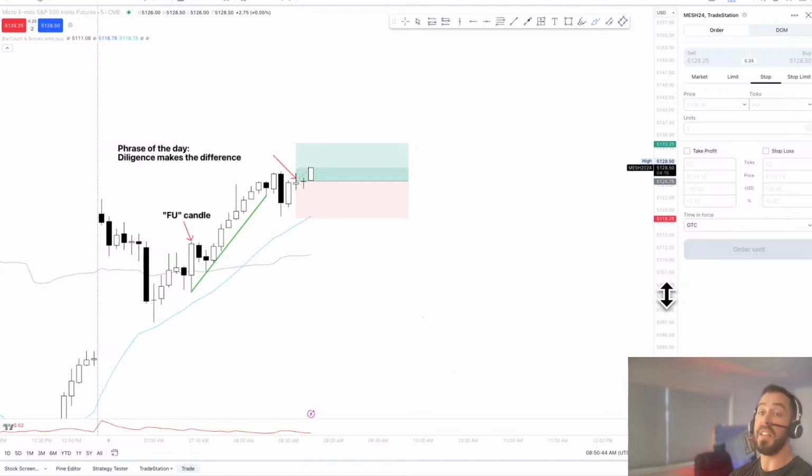And this is why you don't fade a strong trend, right? See what's happening right now?